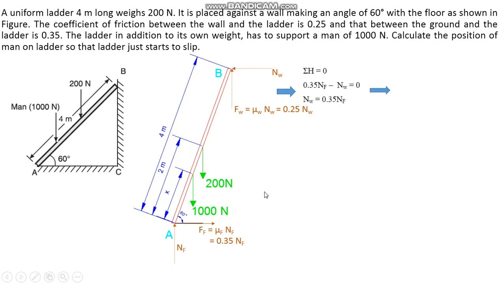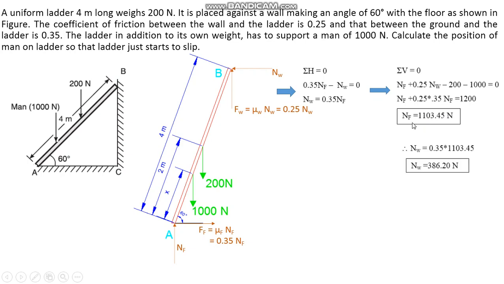Then the second equation is summation of V equals 0, the sum of vertical forces. Here NF is going up, positive, and plus FW is positive, but FW is 0.25 NW. So we take 0.25 NW, and minus 200 minus 1000, which are the weights of the ladder and the person. We know that NW is 0.35 NF. Substituting that, we'll get NF as 1103.45 Newton. After getting the NF value, substitute in the summation of H equation, and we'll get NW equals 386.20 Newton.